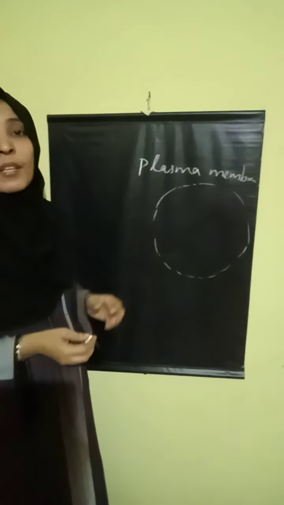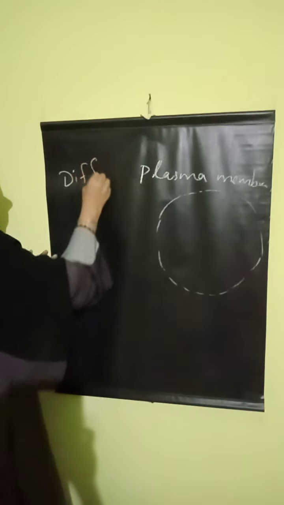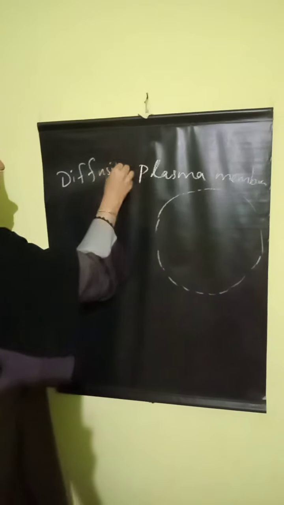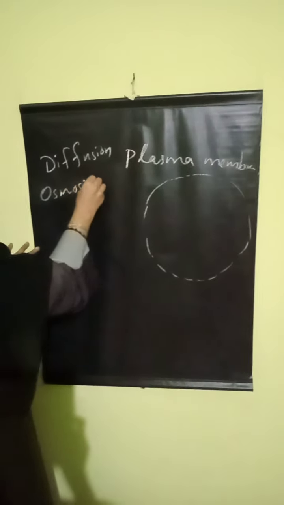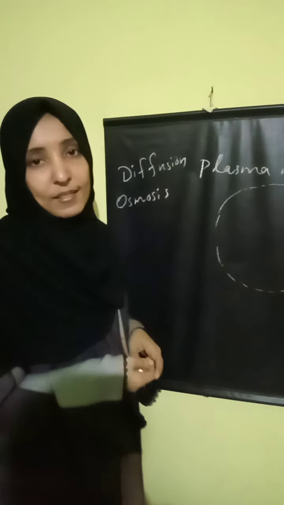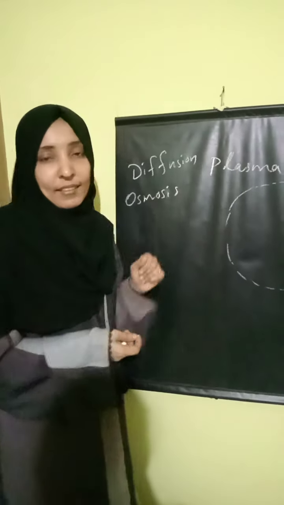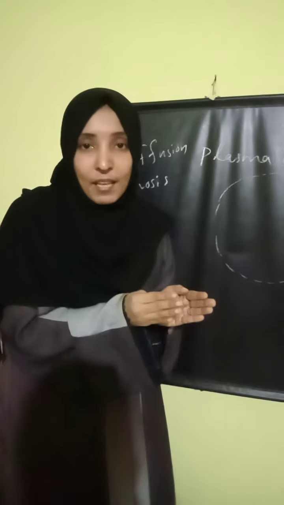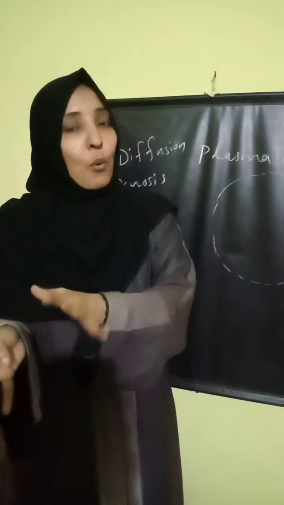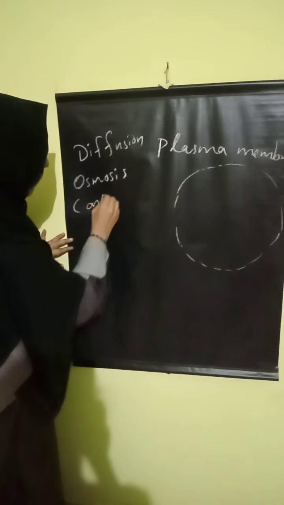So listen, in our junior classes we discussed two methods of transportation. They are diffusion and osmosis. Diffusion is the transport of materials from its higher concentration to its lower concentration. Do you know what is meant by concentration?